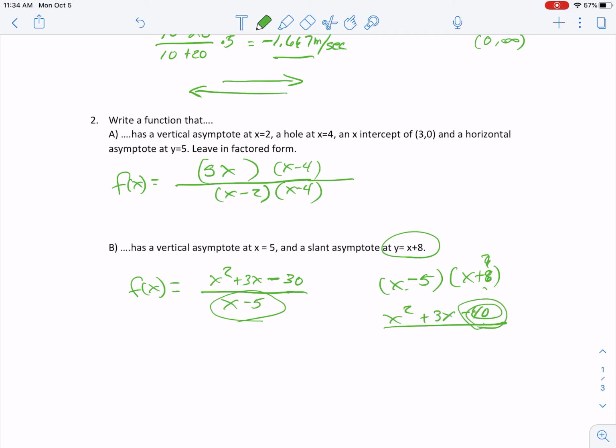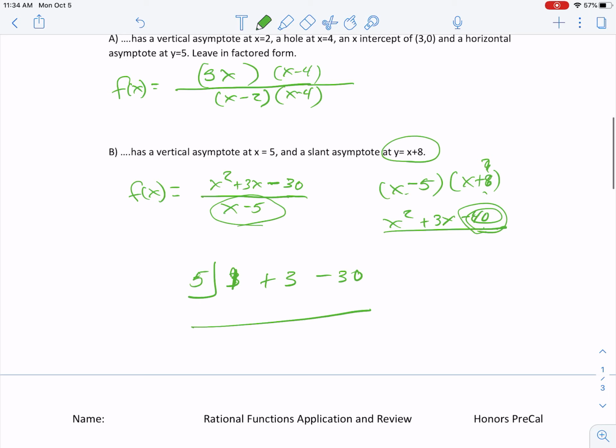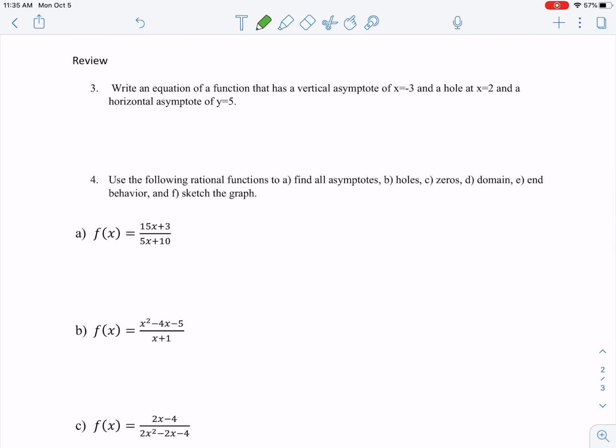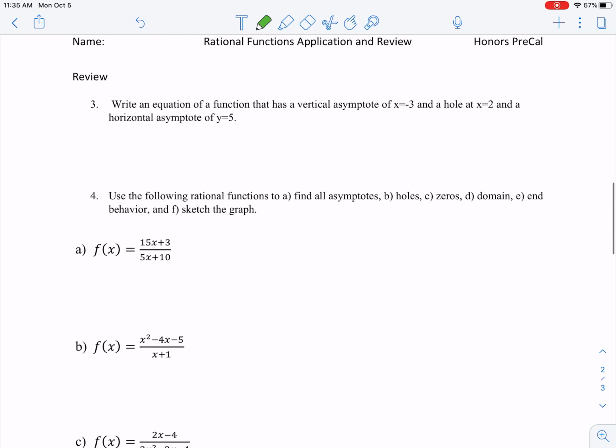Okay? Let's check it. I put in a 5. I have 1, 3, minus 30. I bring down the 1, you get 5. You add it, you get 8. Bingo. That's 40, and you get a remainder of 10. Okay? I added a few more on here because I didn't realize that was there. So let's do one more. Oh, I forgot to change it.